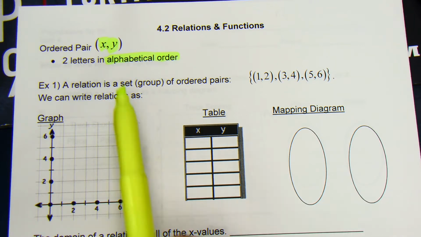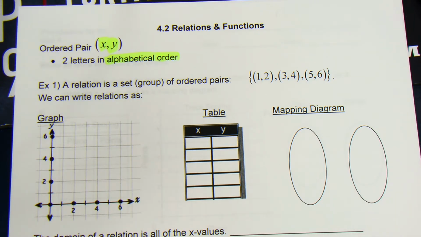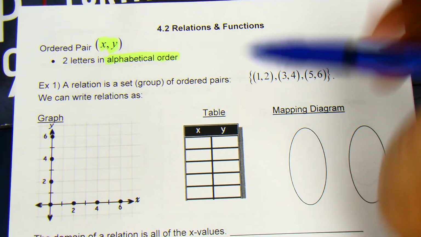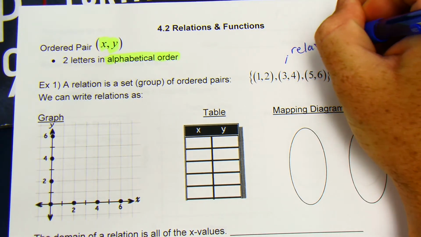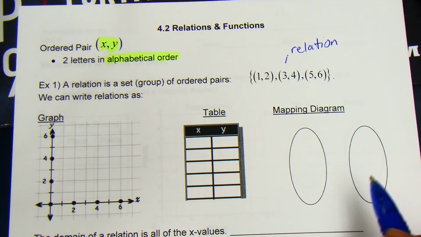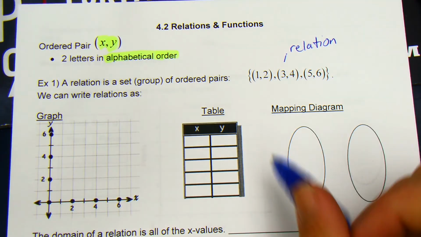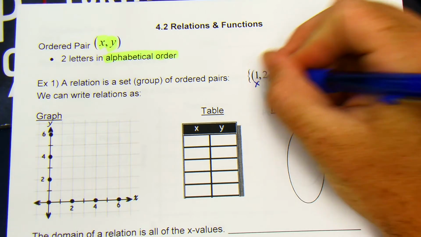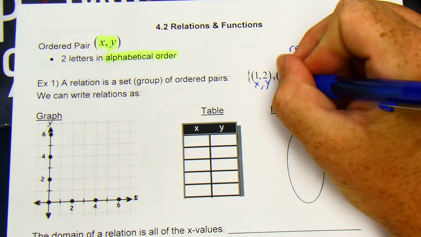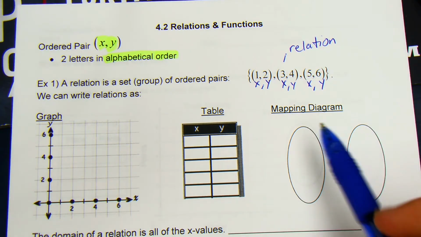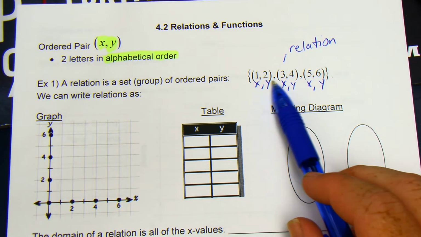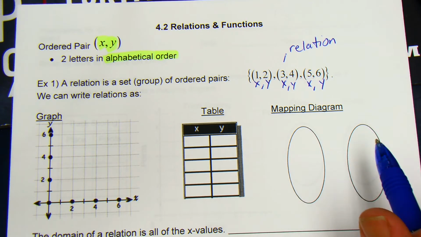So let's take a look at example one. Example one says a relation is a set or group of ordered pairs. So this is our relation, a set of ordered pairs. Each of these is set up just like here: x coordinate, comma, y coordinate. So our ordered pairs are 1, comma 2, 3, comma 4, and 5, comma 6.